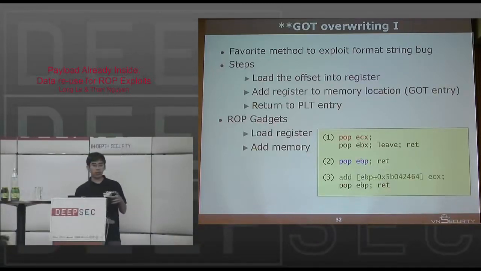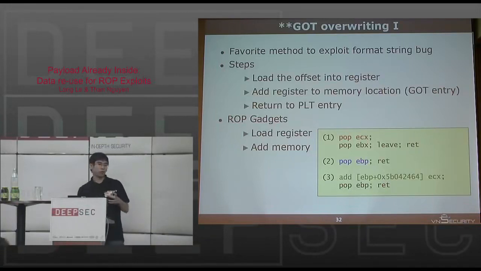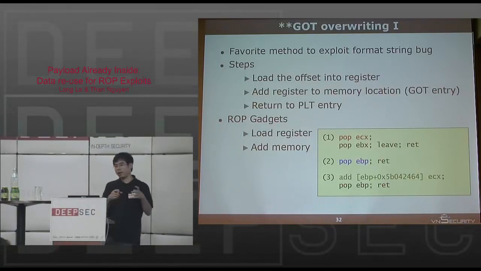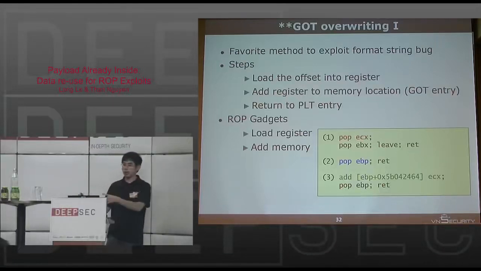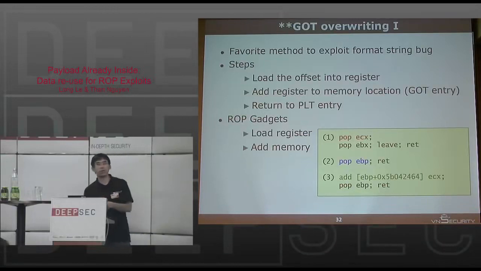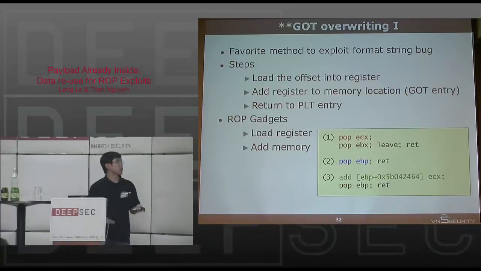So what you can do is calculate the offset between system and printf, then load it into the register, then add that value into the GOT entry of printf. So now the GOT entry of printf actually points to the system in libc. We don't know the base address of the libc, but we know that the GOT entry of printf now contains the value pointing to the system in the libc. Then at the end, after we do that, we can just return to the PLT entry.